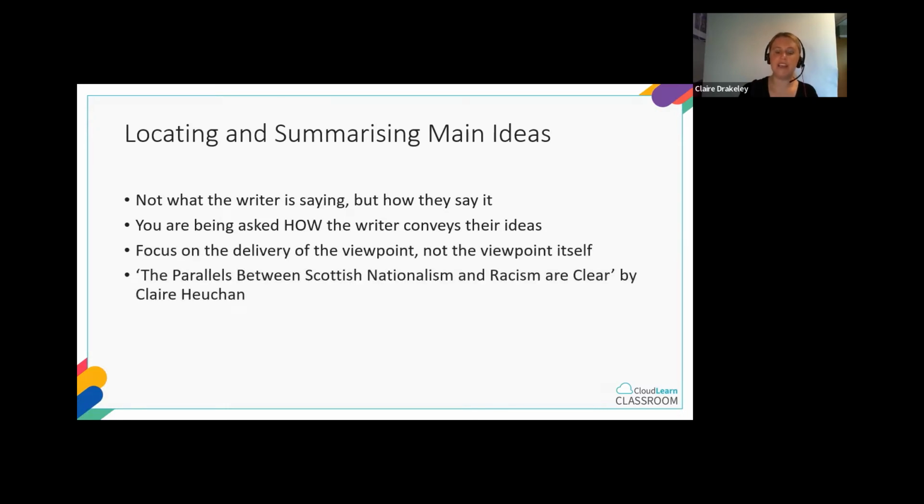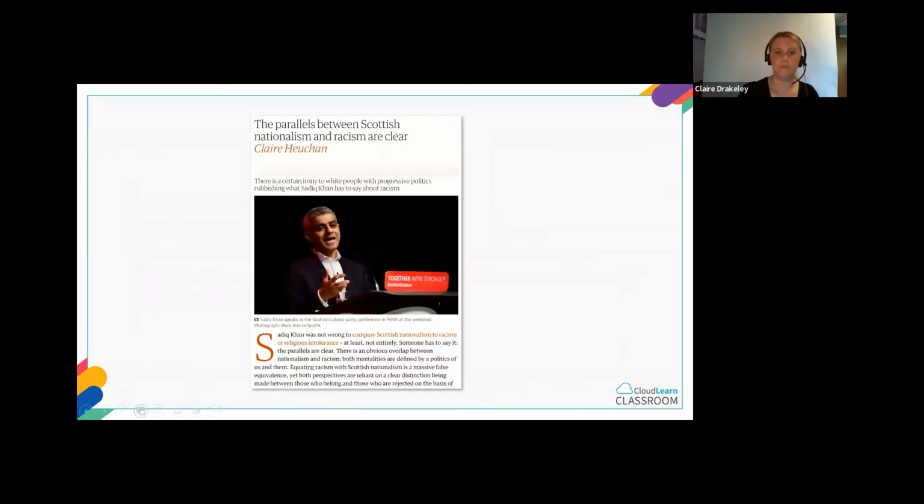We'll be closely looking here at the article, The Parallels Between Scottish Nationalism and Racism Are Clear by Claire Hewken. This is taken directly from your Cloudport information, so you've hopefully seen it before, and if not, it's there in lesson 7.2 information for you to look at after this lesson. So in this article, Claire Hewken is responding to comments made by Sadiq Khan comparing Scottish nationalism, the political movement for Scottish independence from Britain, to racism and religious intolerance.